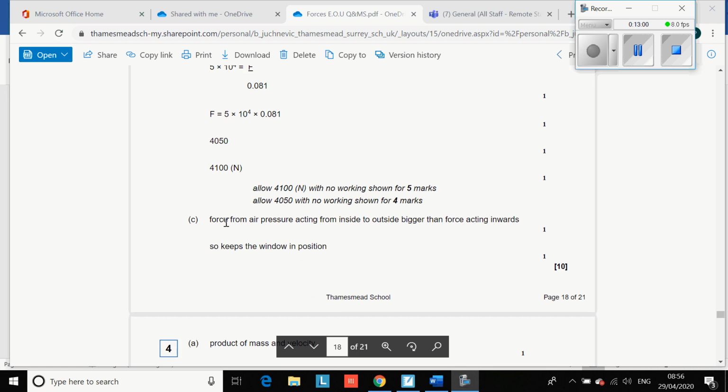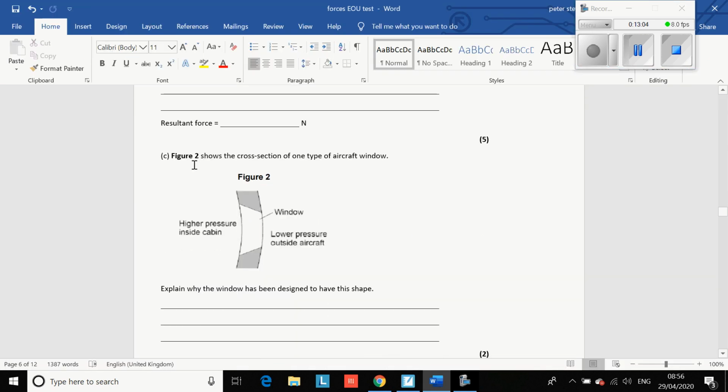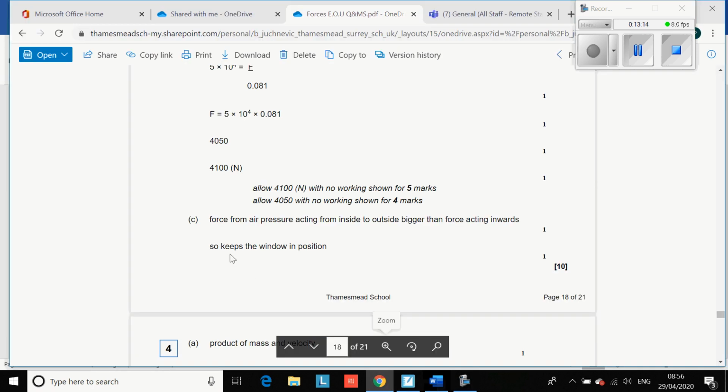Okay, question C. Figure 2 shows the cross-section of one type of aircraft window. Explain why the window has been designed to have this shape. Now this was worth 2 marks.